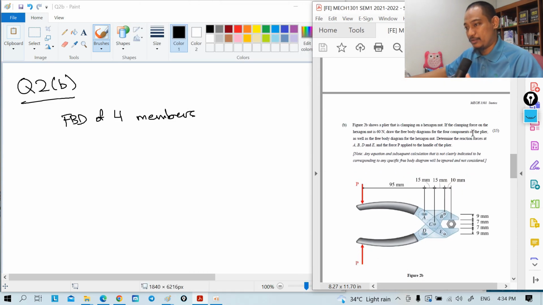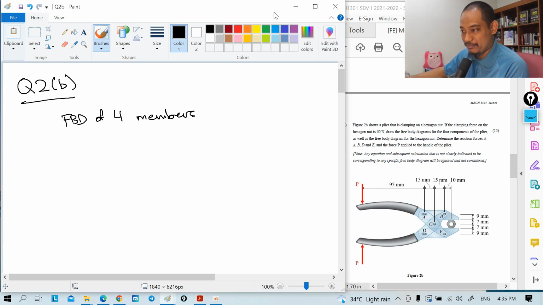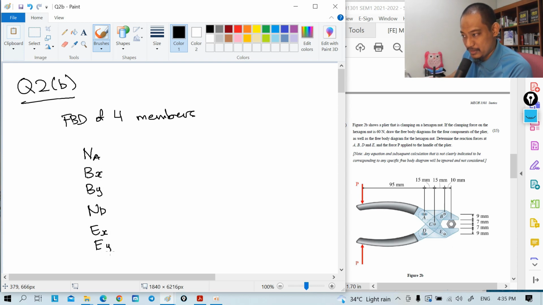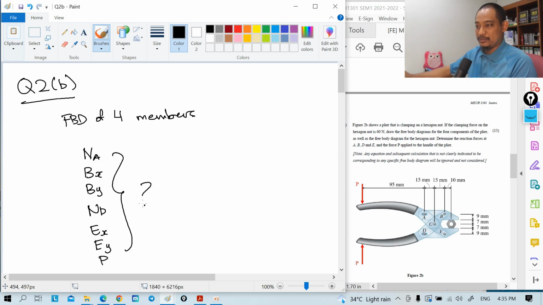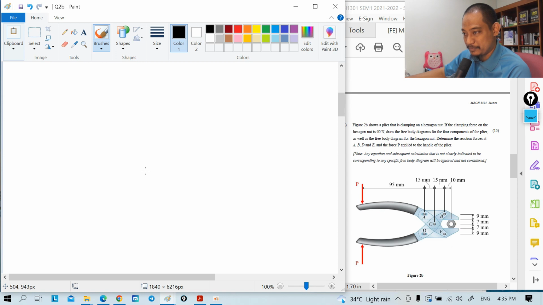Before we draw the free body diagram, because we are identifying what we need, the support reactions: at A we have NA, at B we have BX, BY, at D we have ND, at E we have EX, EY, and the last one that we need is P. So that is what we need to find. Let's draw the free body diagram of the 4 members.